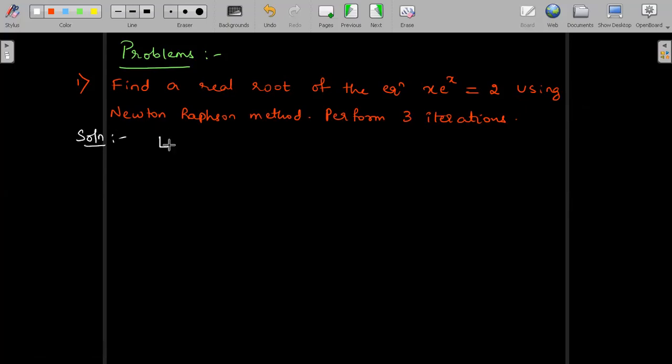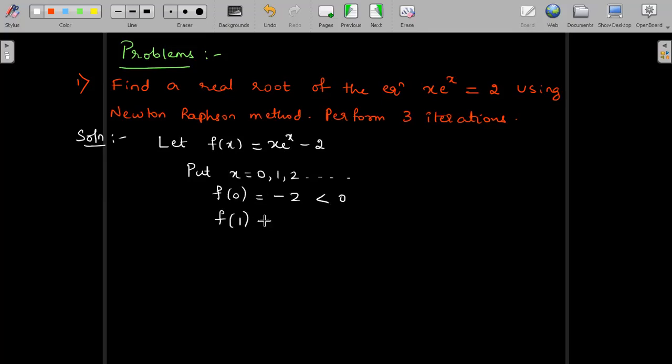So very firstly, let us denote f of x as x e power x minus 2. We substitute x is equal to 0, 1, 2, 3, etc. And this helps us to obtain the successive values f of 0, f of 1, etc., which should be of opposite signs. So substituting x e power x minus 2, put x is equal to 0, we get minus 2, which is a negative value.